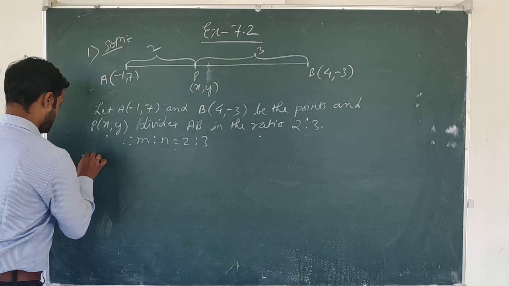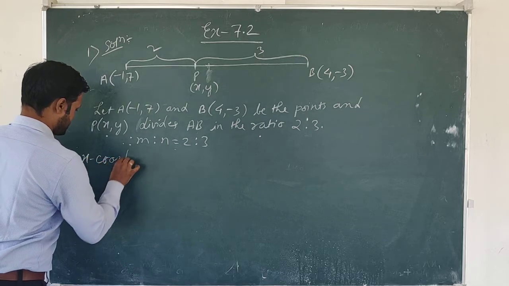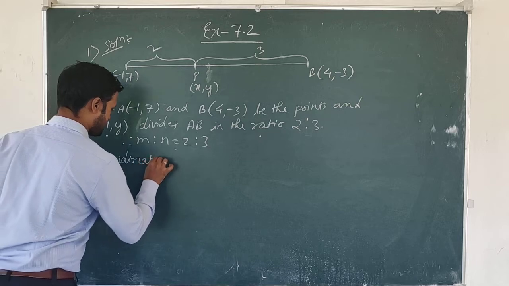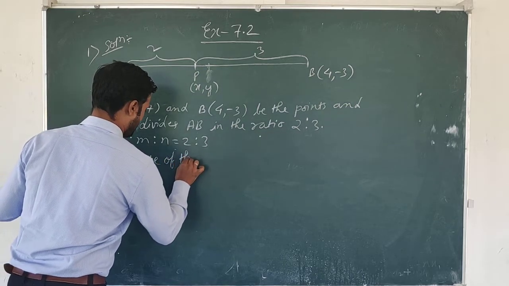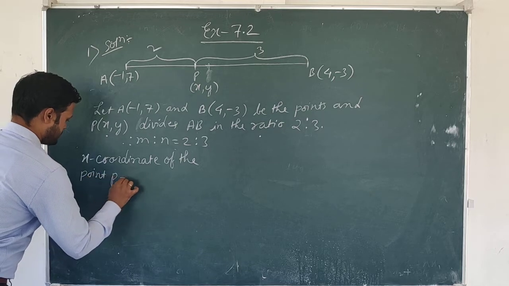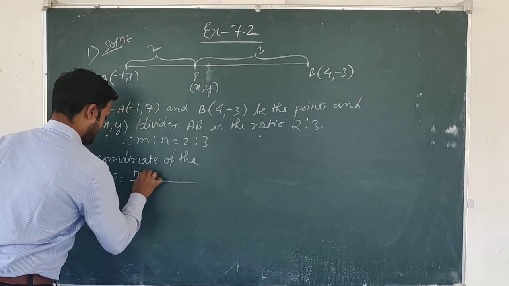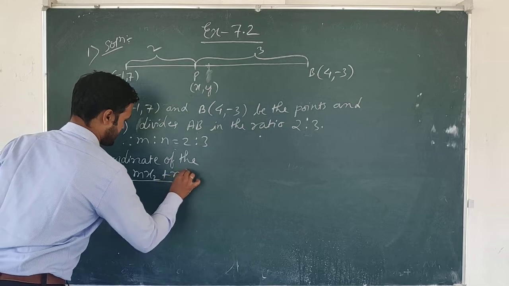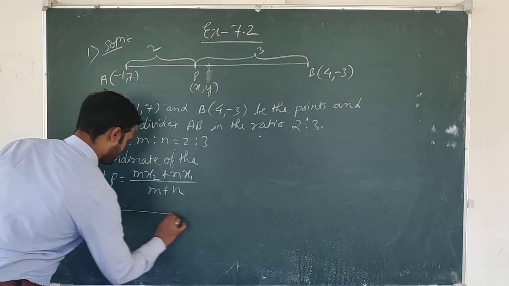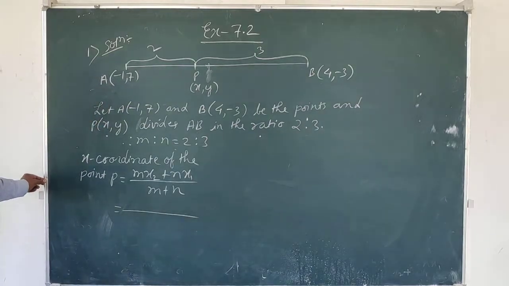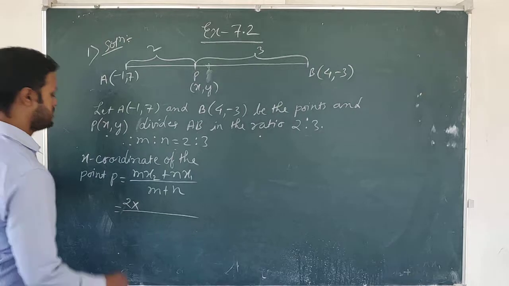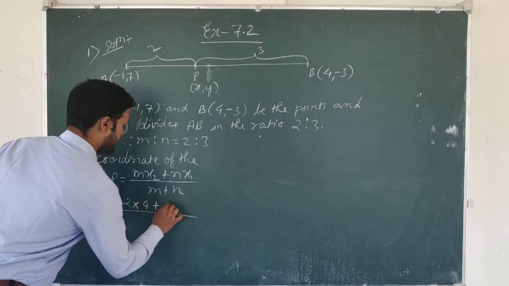So x coordinate of the point P is equal to mx2 plus nx1 by m plus n. So what is the value of m, students? The value of m is 2 and x2 is 4, value of n is 3.